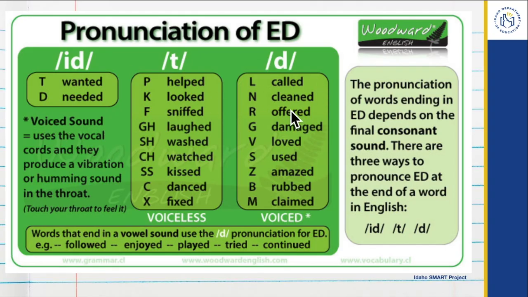Since those are the two sounds we can use, we don't want to have that double sound, and so we actually add that slight schwa in there. Okay? Now, we do have a couple of exceptions. If you end in a vowel sound, you're going to use that d pronunciation for ed. Followed, enjoyed, played. So voiced and vowels, which I never really worry about because vowel sounds are always voiced anyway. So I always just run with it's voiced, so put the d sound on there.